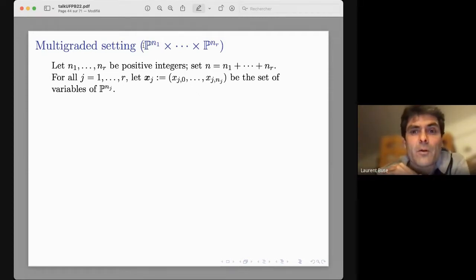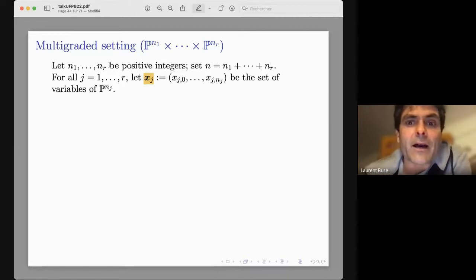So we have to have in mind that we will work over Pn1 times Pnr. I need a set of variables xj for any j that goes from 1 to r. So xj is a set of variables of Pnj, and I will denote the variables by xj0 up to xjnj. So these are the coordinates of Pnj, of one projective space. The ni's are the dimensions of my projective spaces, and I will denote by n the total dimension, that is the sum of the ni's.